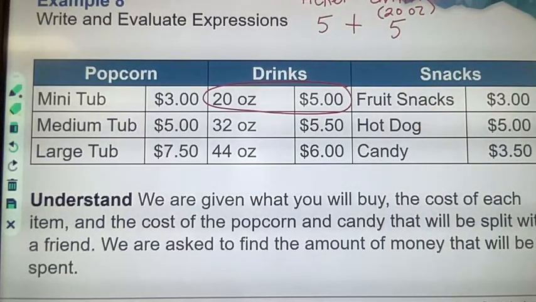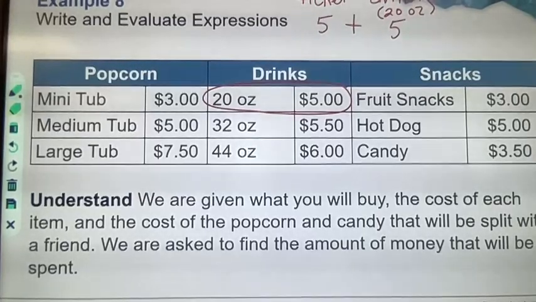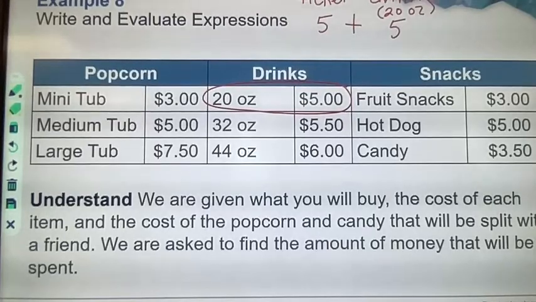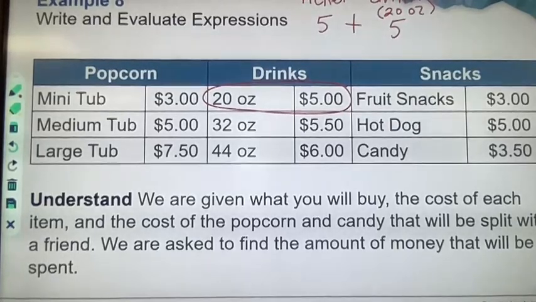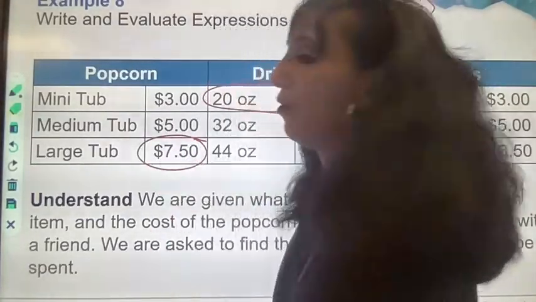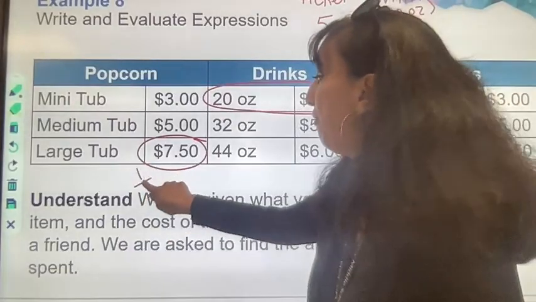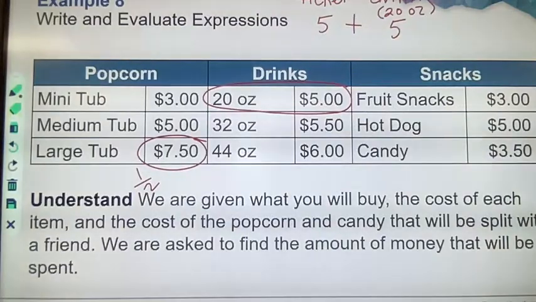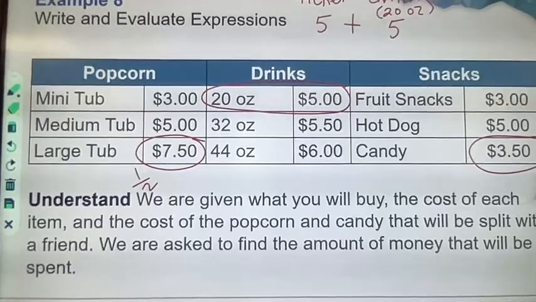And then it said that you are going to split the cost of a large tub of popcorn and large candy with a friend. So let's look at the large tub of popcorn. You're going to split this with a friend, so you're going to pay half, right? And for candy, you're going to split with a friend. So you're going to pay how much? Half. If you're splitting it, you are paying half, right?